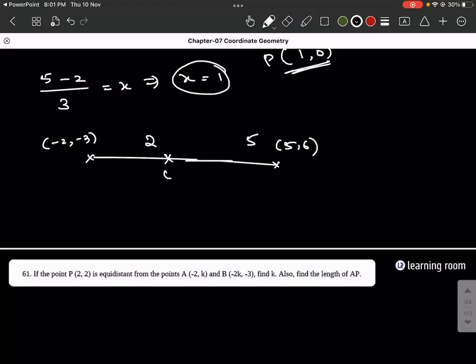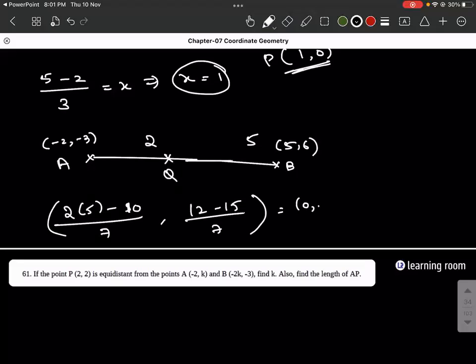This is (2, 5). So if I take this point as Q, then what will I get? 2 into 5 minus 10 divided by 7, so that will be (0, 12 minus 15 by 7), which is equal to (0, y). So what will be the value of y? It will be minus 3 by 7.